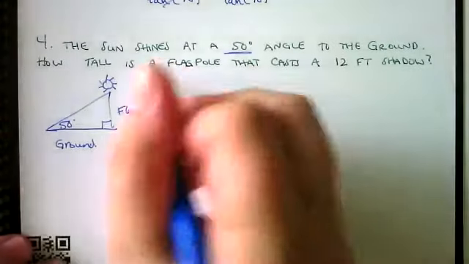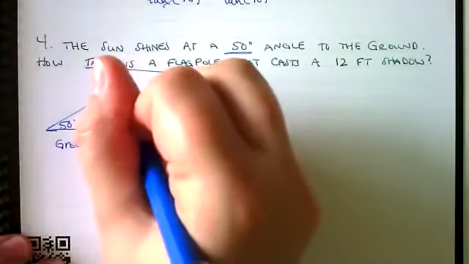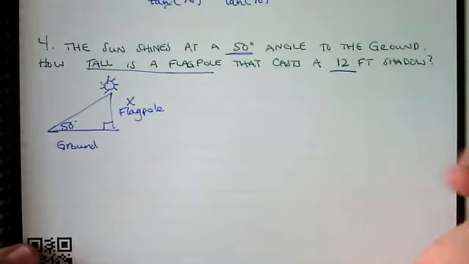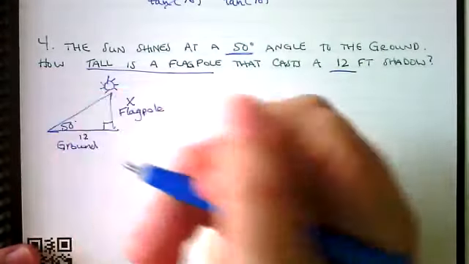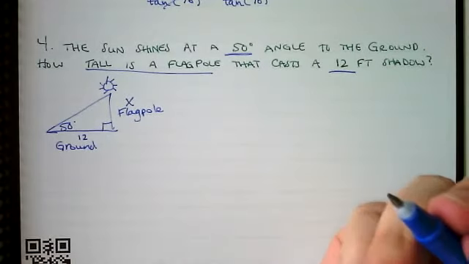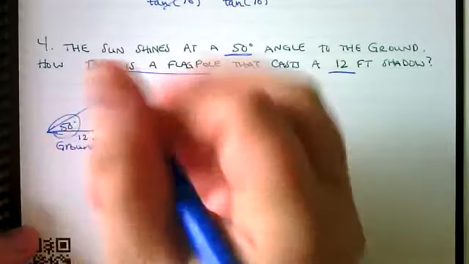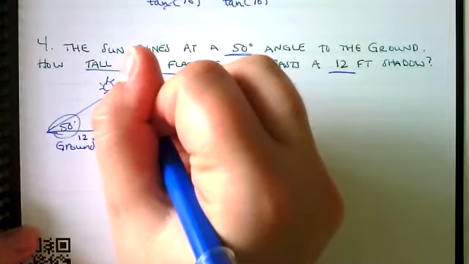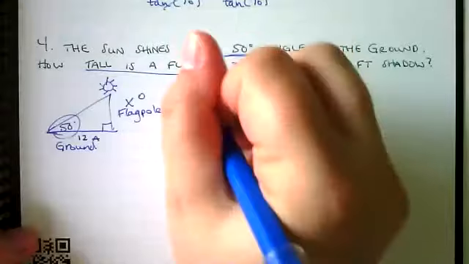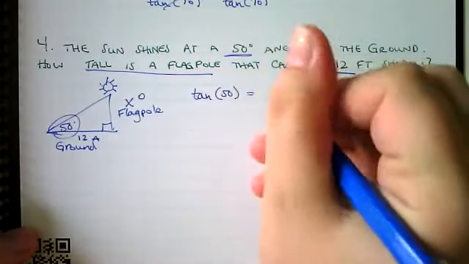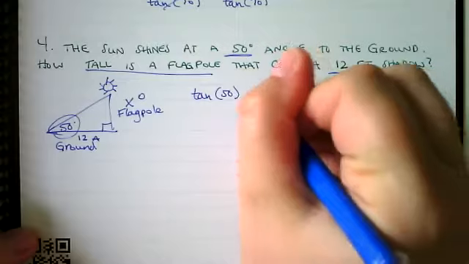And then it says, how tall is the flagpole? So the flagpole, we don't know what that is. So that's going to be our x. And then it's casting a 12-foot shadow, and shadows are on the ground. So that's going to be 12 right there. So now we just need to label all of our sides. So here's my angle. 12 is adjacent. X is the opposite. So I'm going to be using tangent.